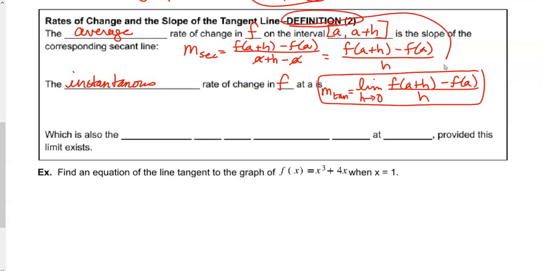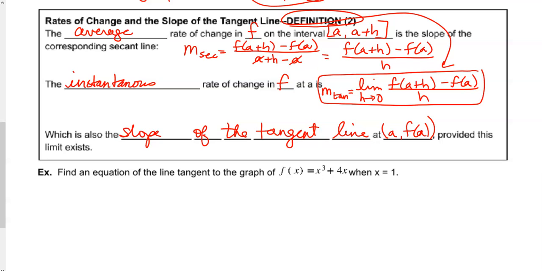So this is a difference quotient that you saw in chapters 1 and 2 that we were working with. That's why it's important to practice that. So again, this is also the slope of the tangent line at the value a, f of a, provided again that that limit does exist. Okay? All right. Very good.